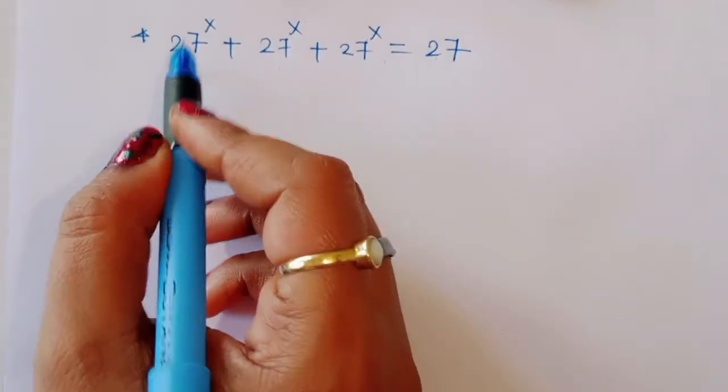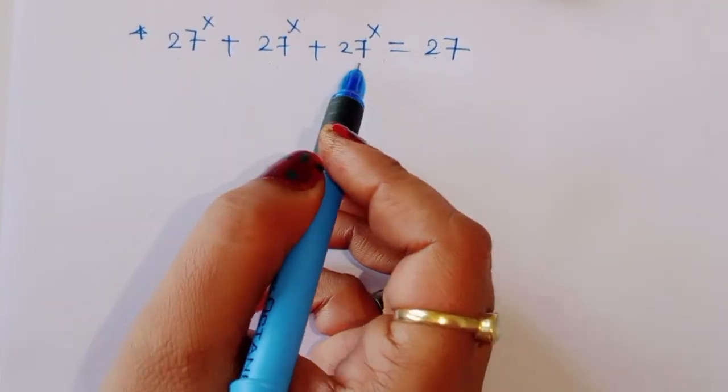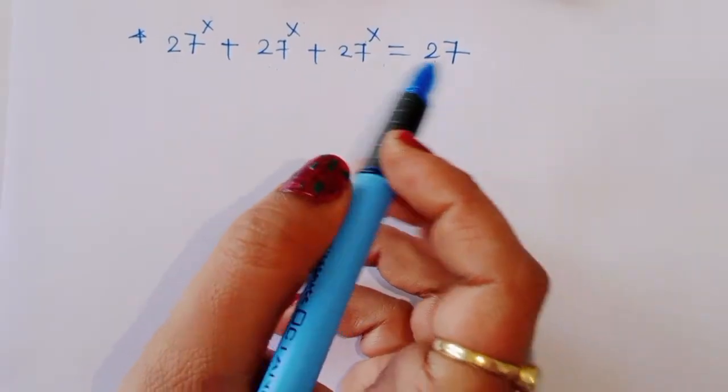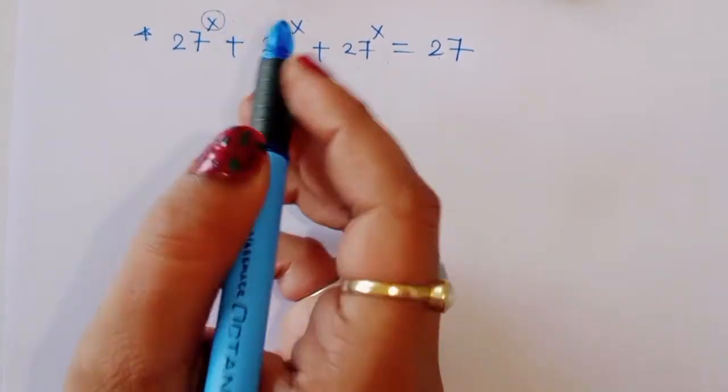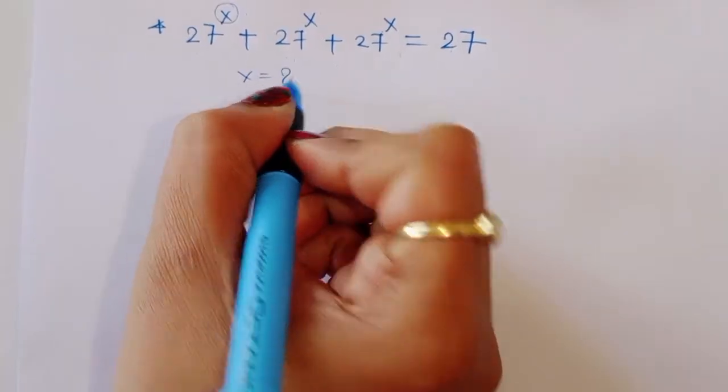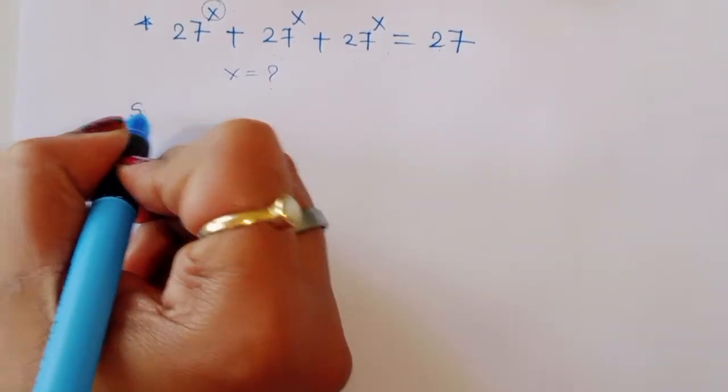Question is given: 27 raised to x plus 27 raised to x plus 27 raised to x is equal to 27. We have to find out the value of x. X is equal to what? We have to find out this value. Let's see the solution.